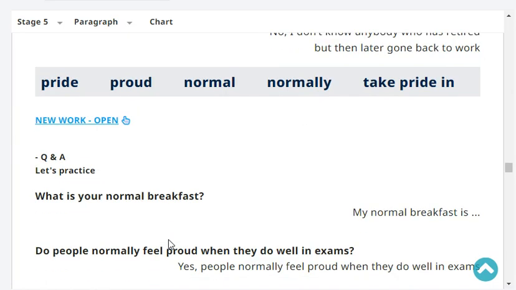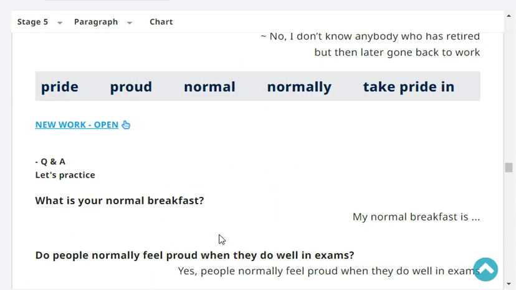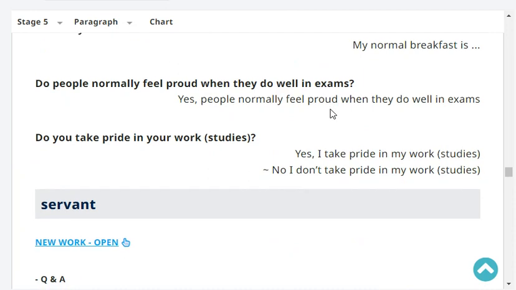What is your normal breakfast? My normal breakfast is coffee and boiled eggs. Do people normally feel proud when they do well in exams? Yes, people normally feel proud when they do well in exams. Do you take pride in your work?